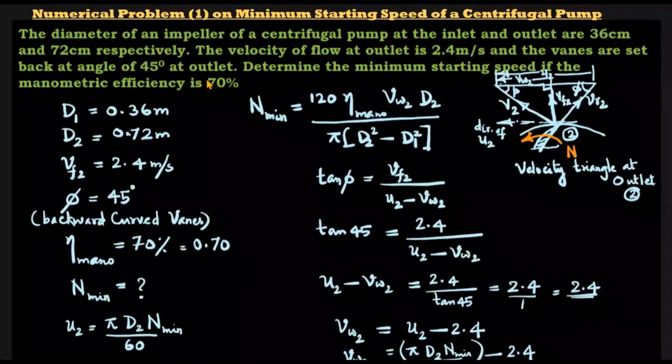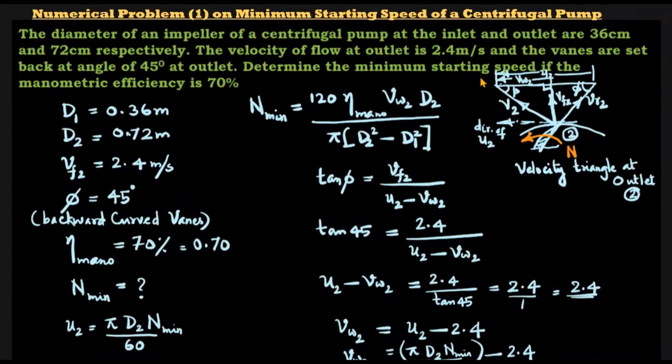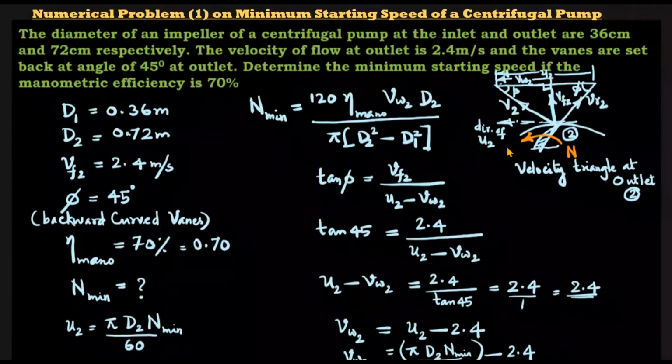See, vanes are set back means vanes are curved back. So this is the case of a backward curved vane. And we already know that most of the centrifugal pumps are mounted with backward curved vanes. So the vane angle or blade angle at outlet is 45 degrees. Usually we denote it by phi. Manometric efficiency, which is the ratio of manometric power to the impeller power or Euler power, is 70%, which is 0.70.